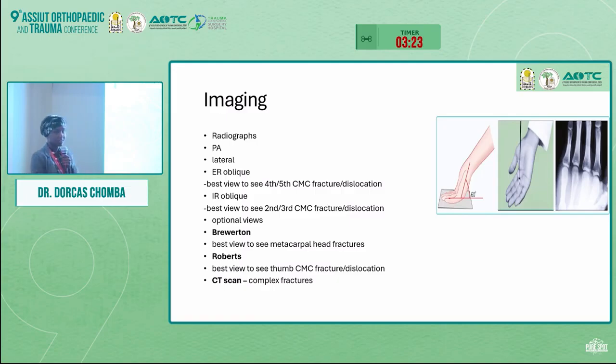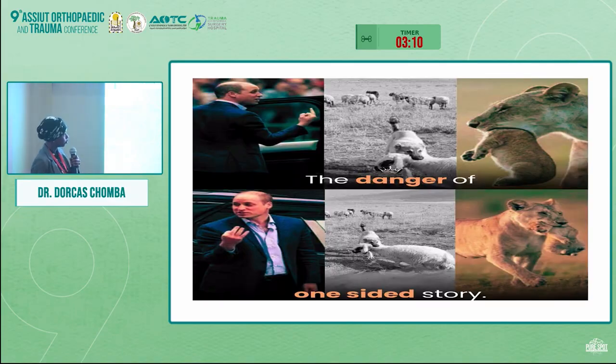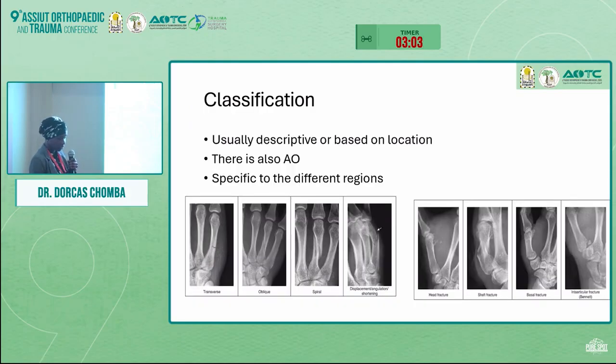Imaging: X-rays, AP and lateral at the bare minimum, then you can do other special views. CT scans are only necessary for complex fractures, intra-articular fractures, or fracture dislocations. So as orthopedic surgeons, we know this very well. One view is never adequate. For classifications, there are many depending on which bone you're looking at. There's an AO classification, but most of the time we end up using a descriptive or location-based classification.